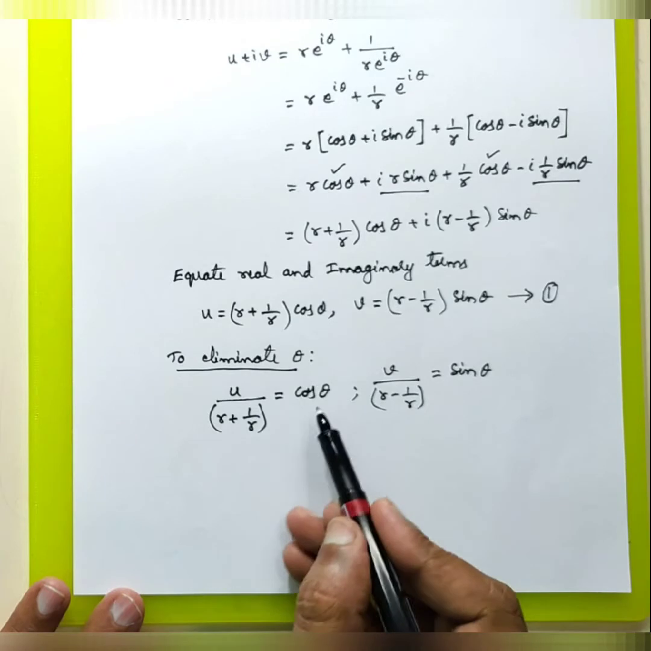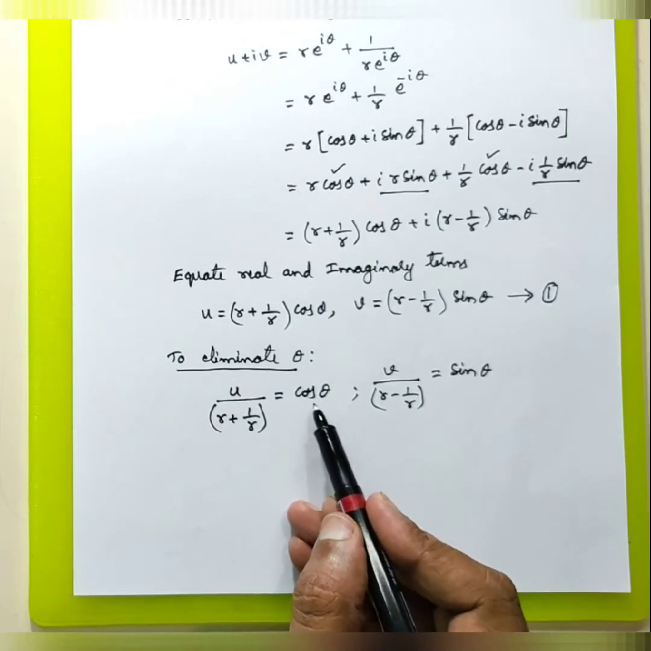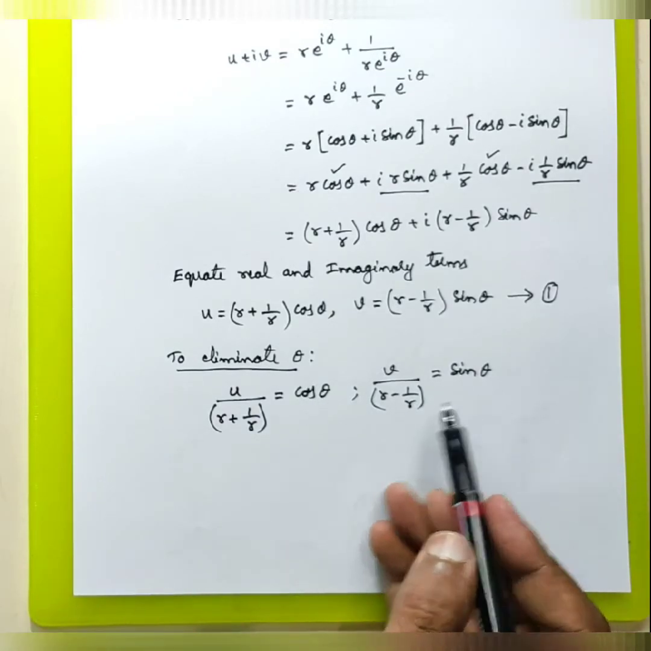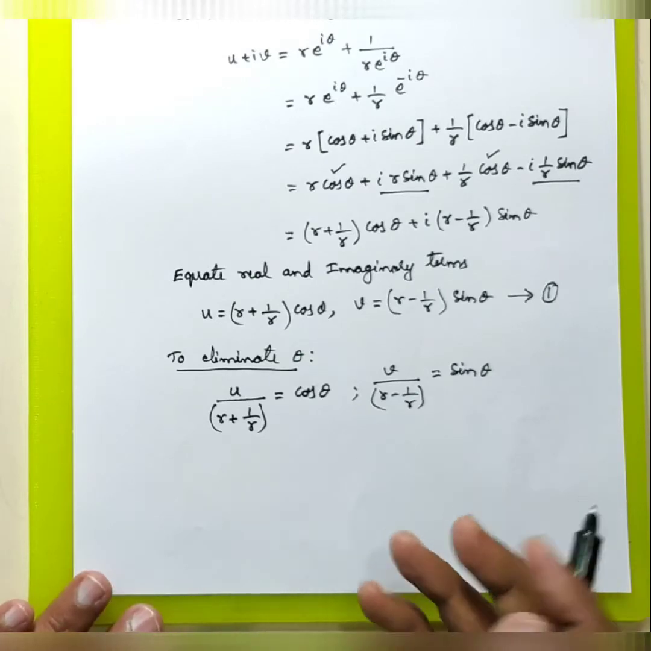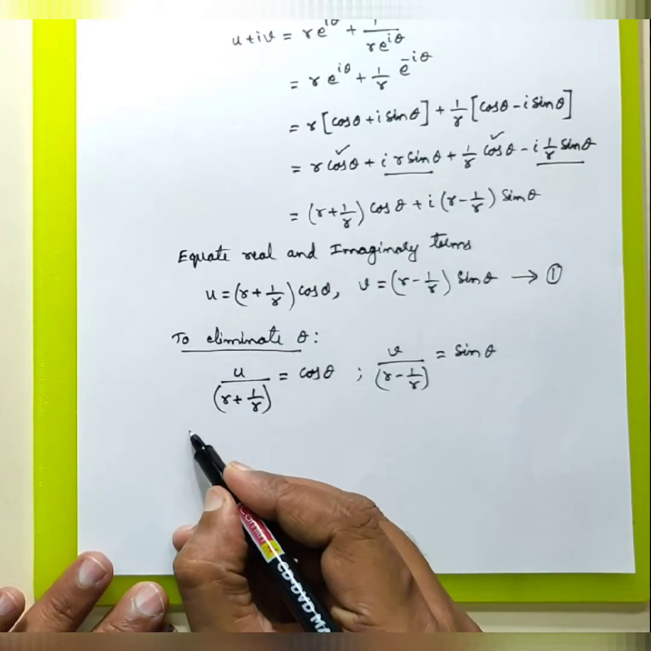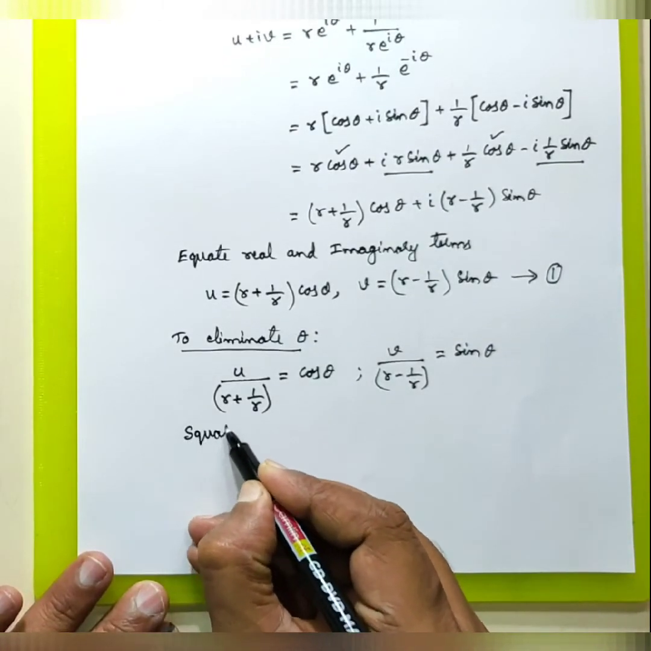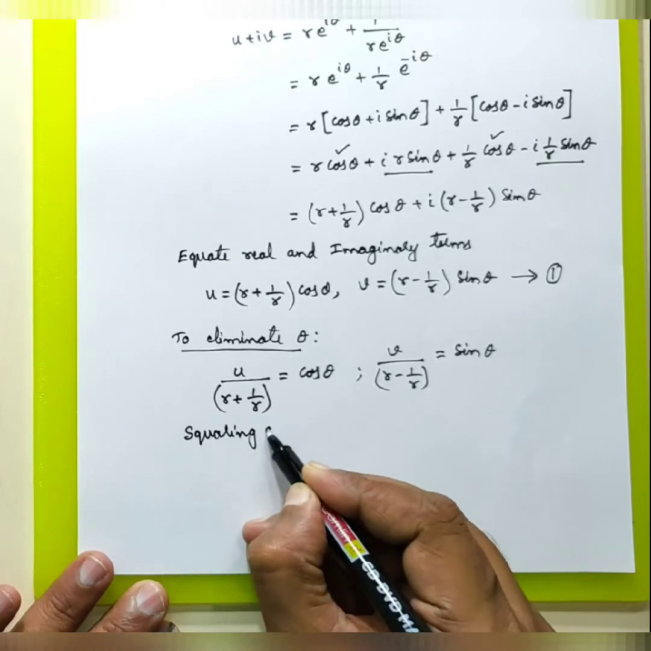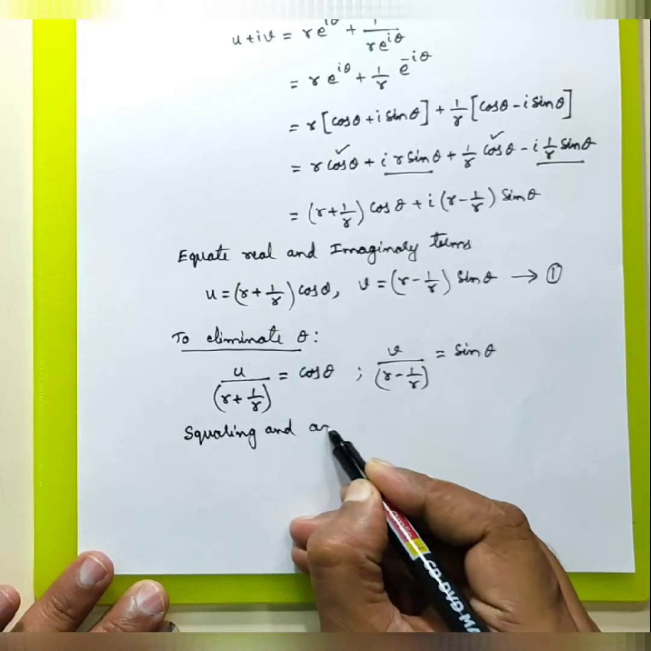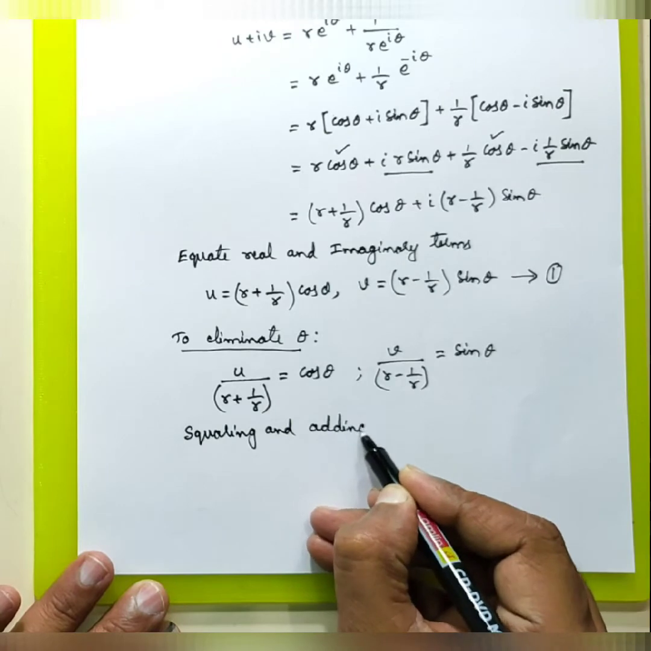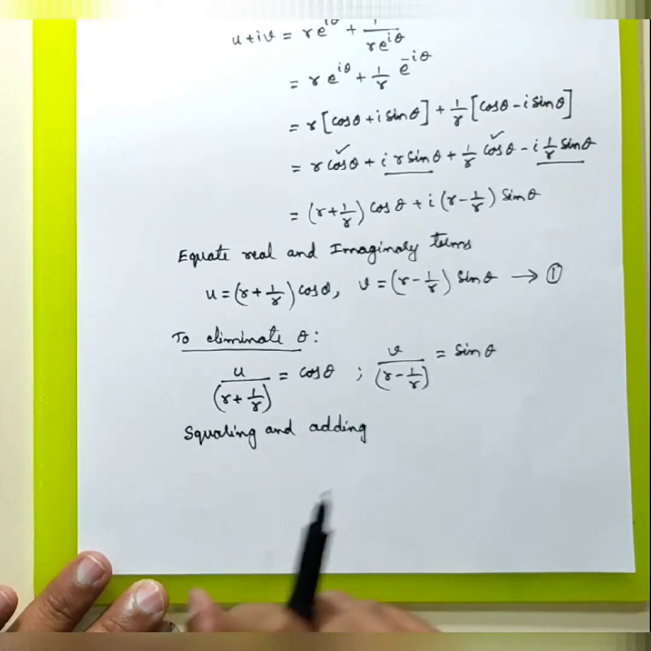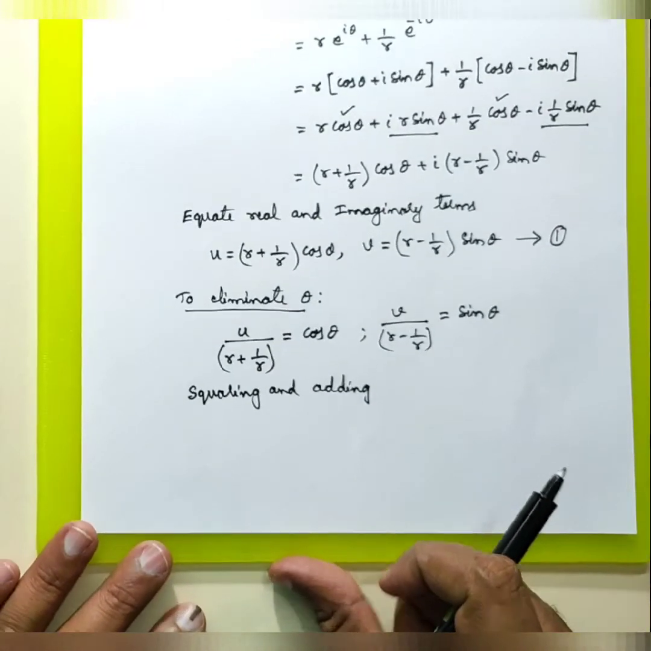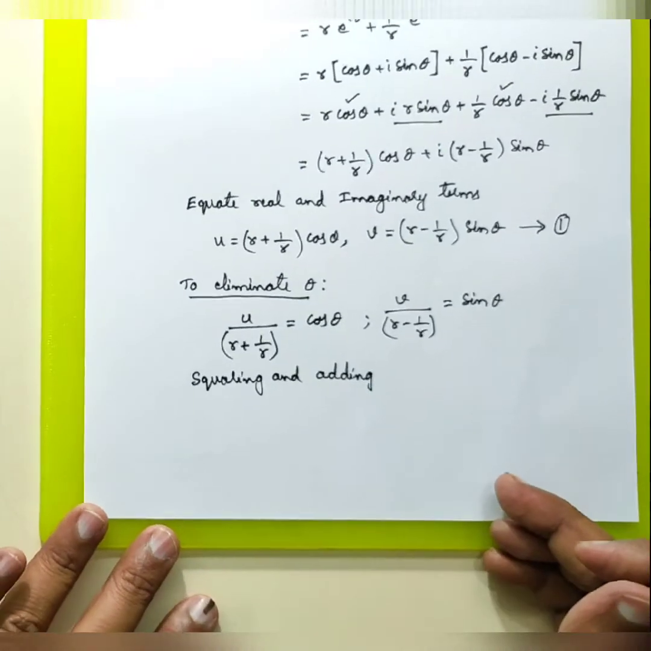So once again, to eliminate cos theta and sin theta, I will try to square and add. So I am squaring and adding so that I get cos square theta plus sin square theta, which will become equal to 1. So that's the reason we need to square and add it.